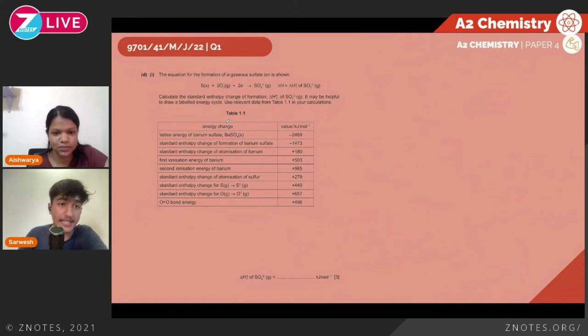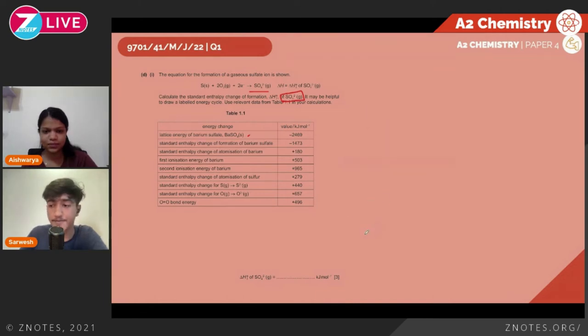And in part D, we are asked to calculate the standard enthalpy change of formation of sulfate ions. So we are given the equation of the formation of sulfate ions over here. And we are given data such as the lattice energy of barium sulfate and the formation of barium sulfate. So this is a question which involves lattice energy.